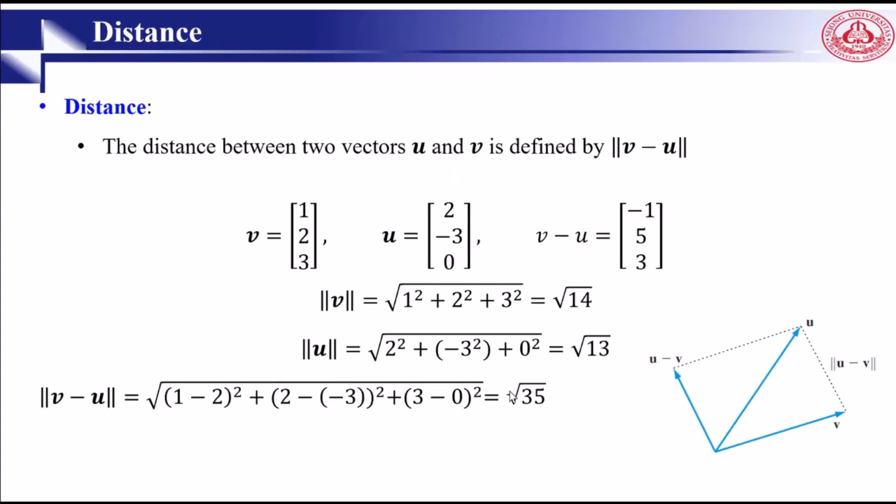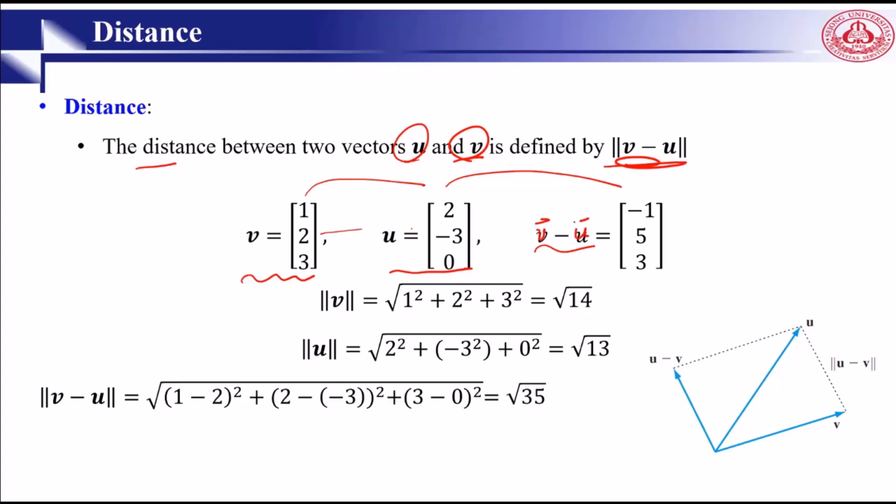Using the definition of vector norm, we can talk more about the concept of distance between two vectors. The distance between two vectors u and v is given by the norm of v minus u. So if we have, for example, vector v equal to (1, 2, 3) and vector u equal to (2, -3, 0), then we can compute u minus v.